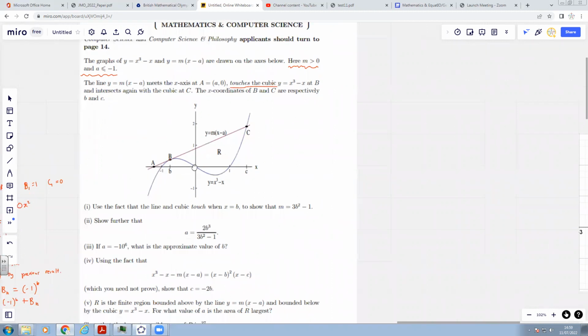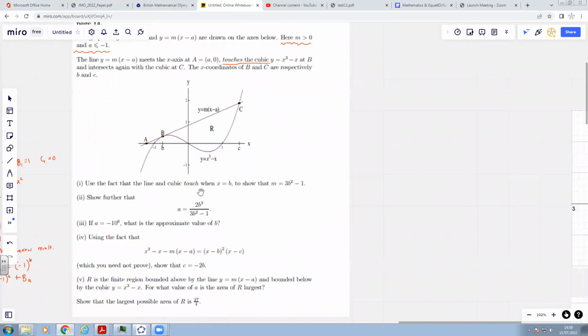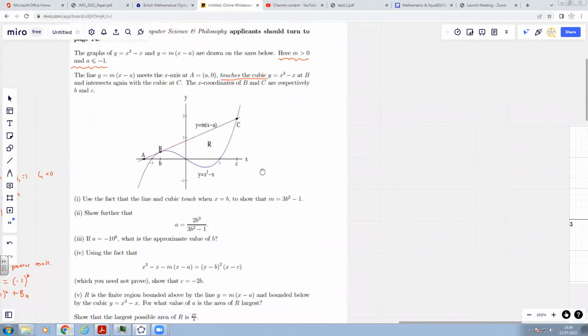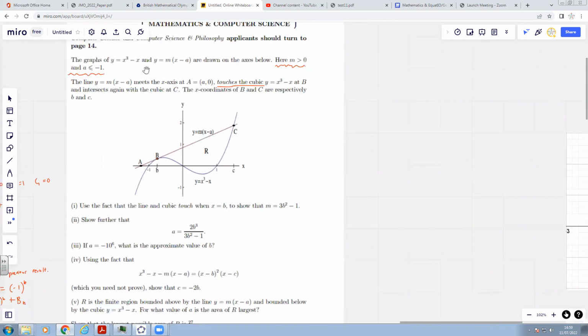Now, use the fact that the line and the cubic touch when x equals b to show that m equals 3b squared minus 1. Now, you'd be forgiven here, or certainly I made this mistake at first, thinking, if I've got to show that they touch there, I'm just going to make this one equal this one, and then use the fact that there should be a repeated root, maybe with the discriminant or something like that. Well, actually, it's cubic, so you won't have so much luck there.